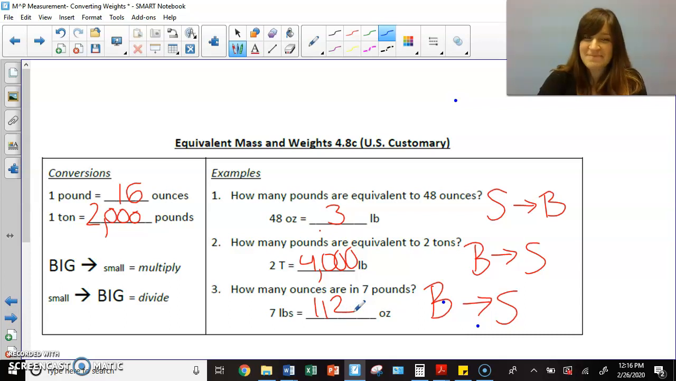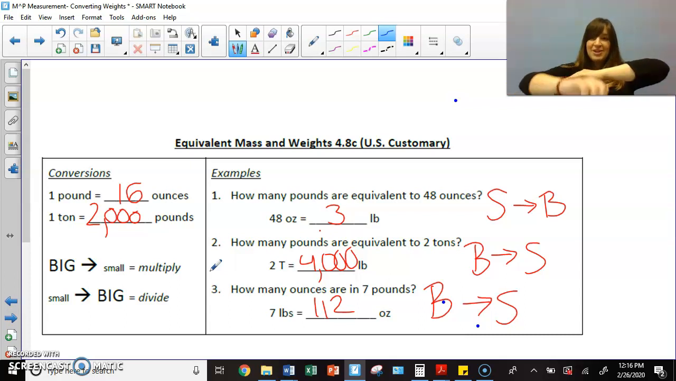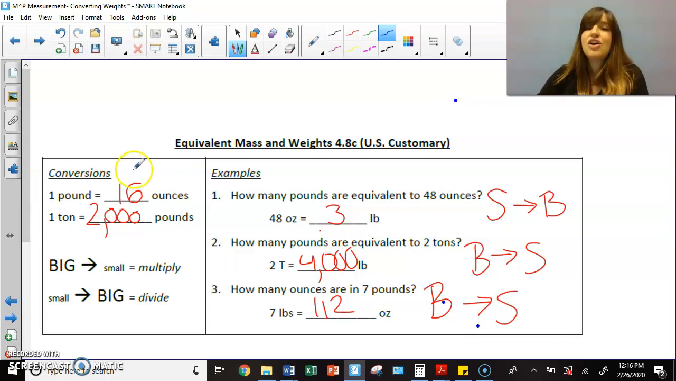So take time, memorize that there are 16 ounces in a pound and 2,000 pounds in a ton. If you know that information, and you can use your hand symbols or whatever other method you choose to remember that if you're going from a big unit to a small unit, you multiply, and from a small unit to a big unit you divide, then you can solve all of these conversion problems.